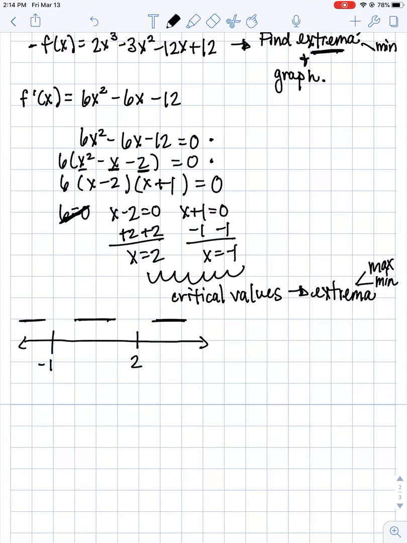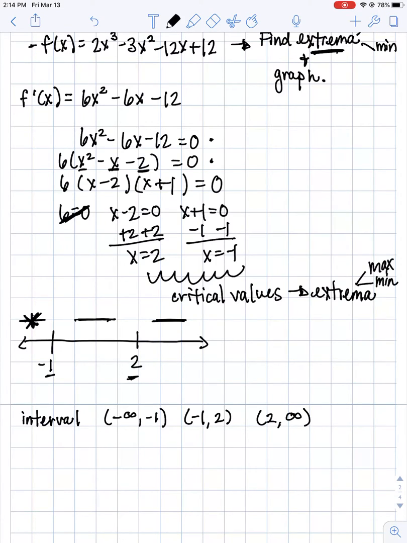I like to organize this into a chart. My chart is always the same. Interval comes first. My first interval is negative infinity to negative 1. My second interval is from negative 1 to 2. And my third interval is from 2 to infinity.